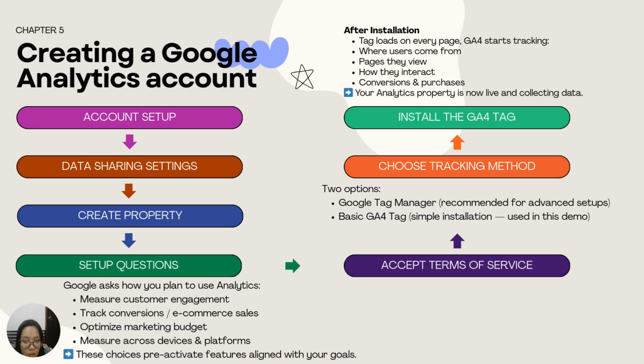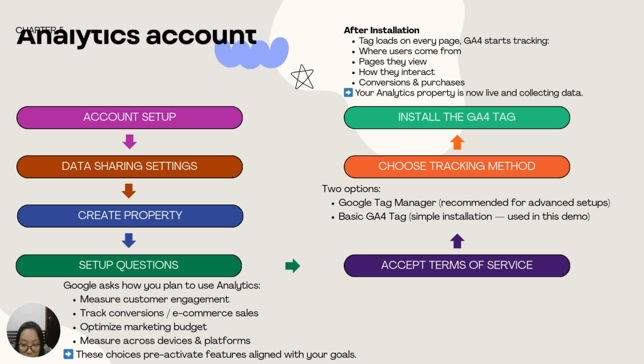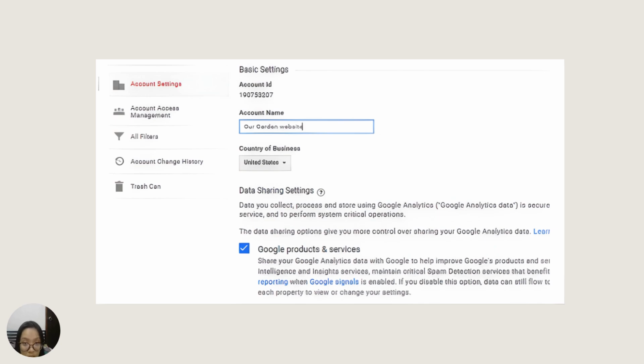Once the tag is installed and verified, your Google Analytics account is officially live and ready to begin receiving the data. From this point on, every user interaction from page views to purchases will start to appear inside your analytics dashboard. This is where the real insight begins. So this is a picture where you set up the account and they ask you to name it and pick the size and the industry, as I said earlier.